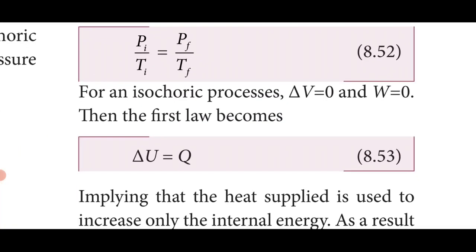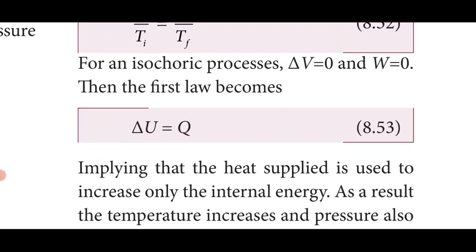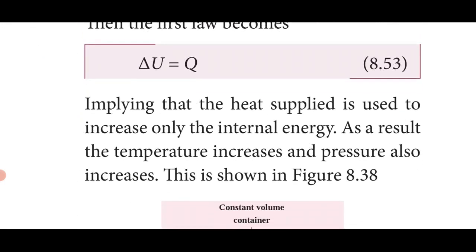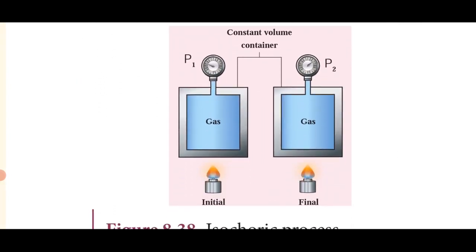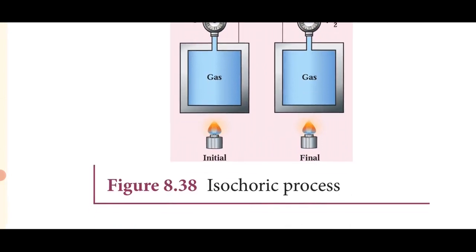In the isochoric process, del V is equal to 0. If del V is 0, what happens? The work done is also 0. So the first law becomes del Q is equal to del U. It implies that the heat supplied is used only for the internal energy. As a result, the temperature increases and the pressure also increases. So if you increase the temperature, the pressure also increases.